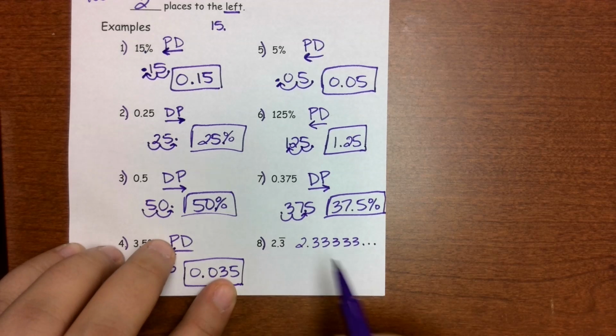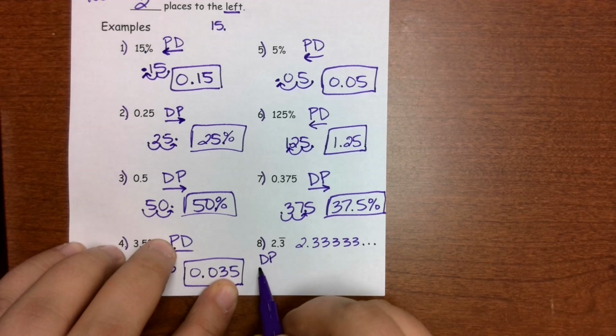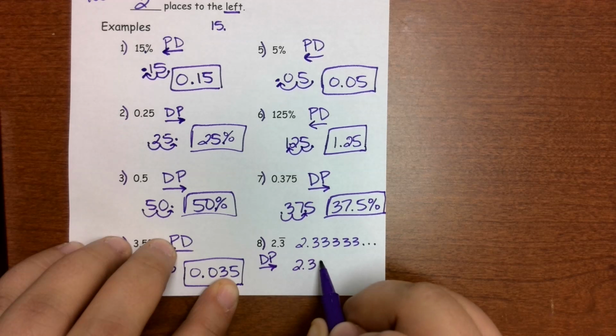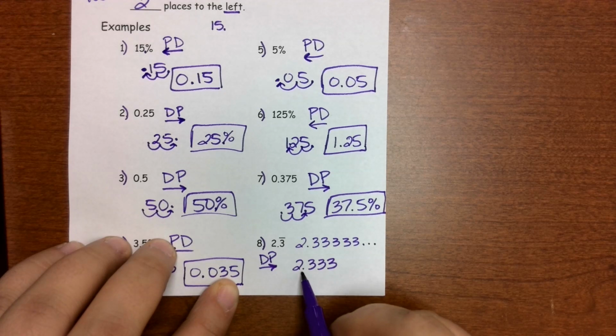All right, so we need to know that when we're changing it into a percent. So this is decimal to a percent. DP is the right choice, so we move to the right. I have 2.333. I'll just write those. Now I'm going to move my decimal 2 places to the right.